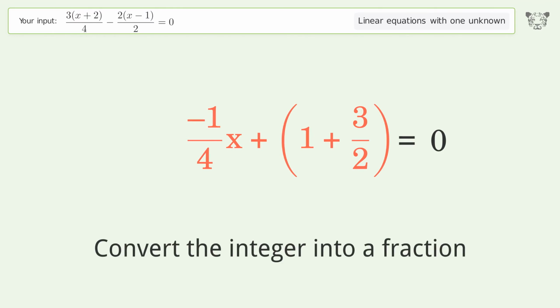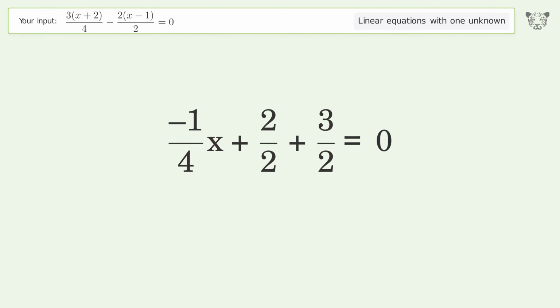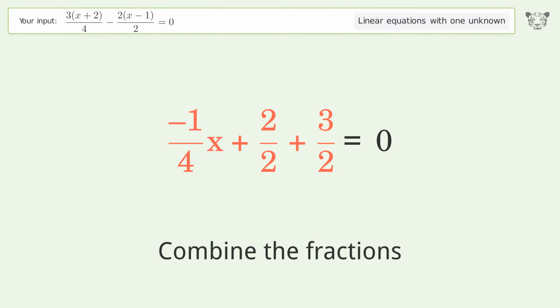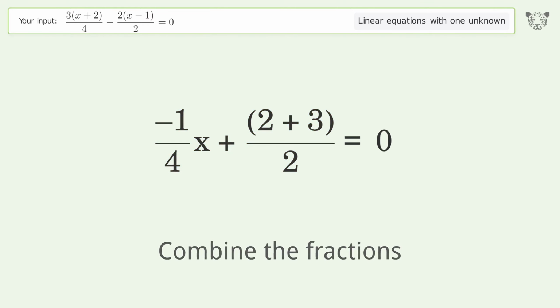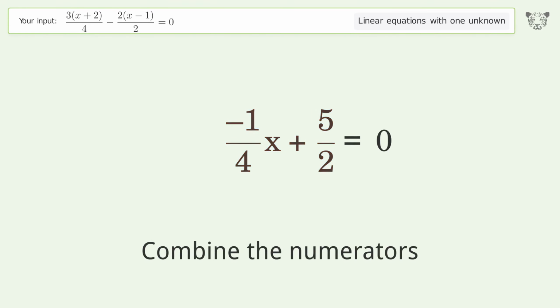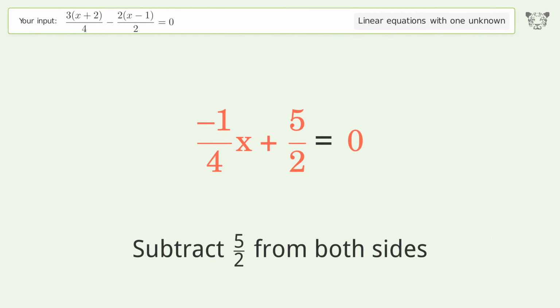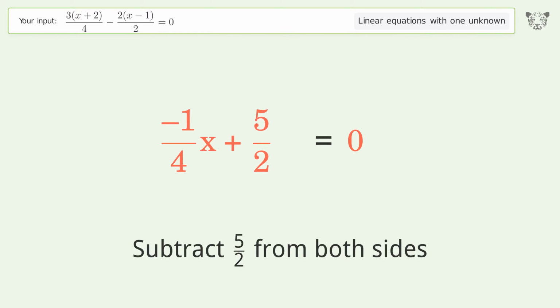Convert the integer into a fraction. Combine the fractions. Combine the numerators. Group all constants on the right side of the equation. Subtract 5/2 from both sides.